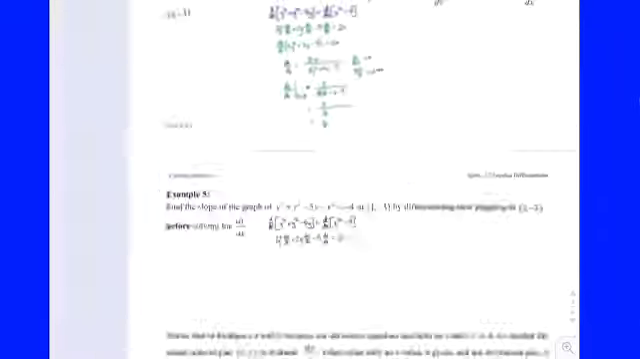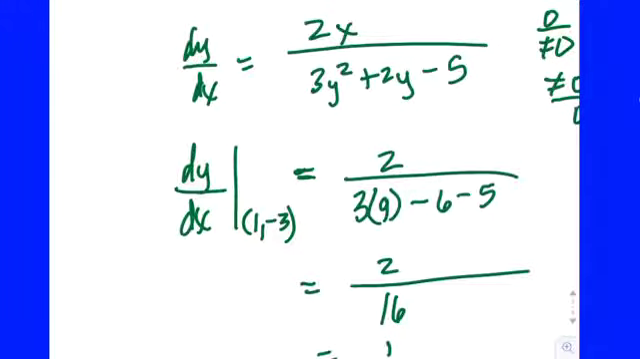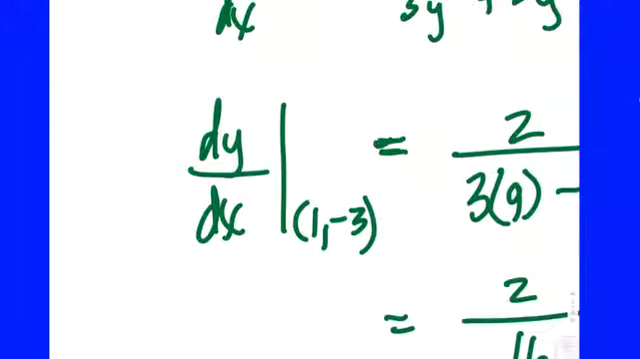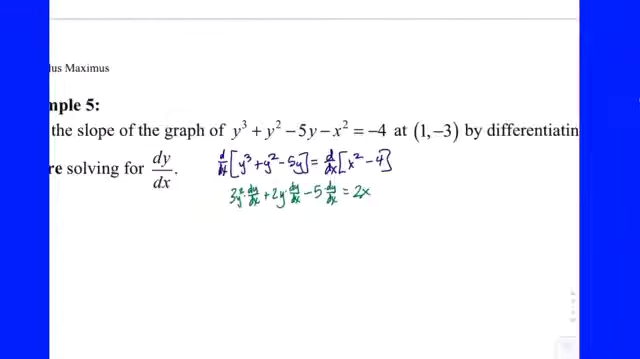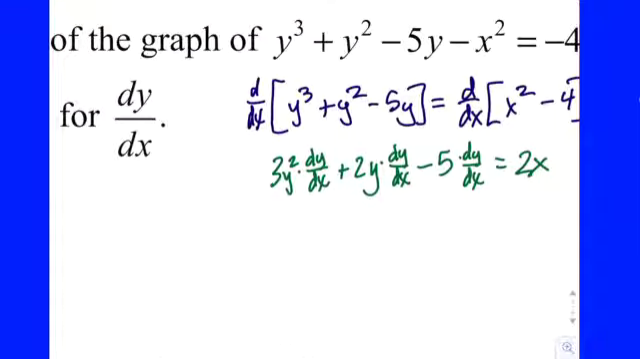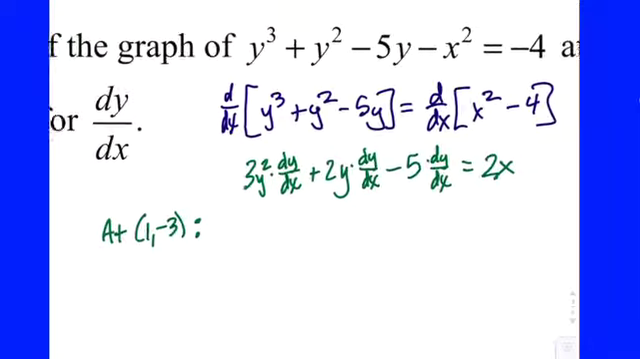But here's the catch. You still have to show that you're plugging in a number. And if you can't do it by Leibniz notation, because we haven't solved for dy dx, you have to do it just off to the side. So you would say something like this, at the point (1, -3). And you're indicating then that you're going from a variable expression to a numeric expression.